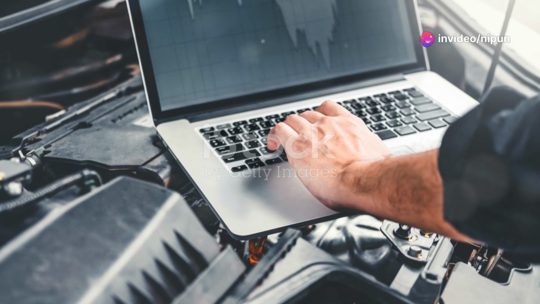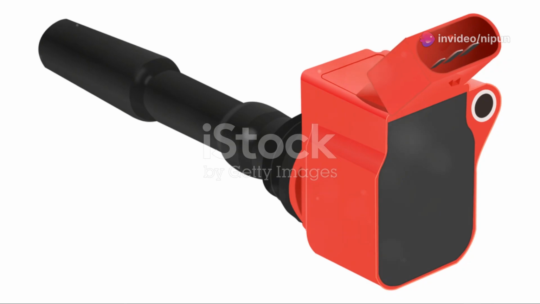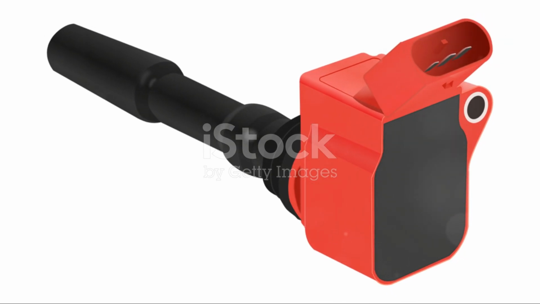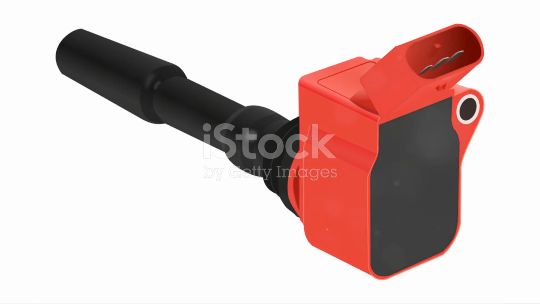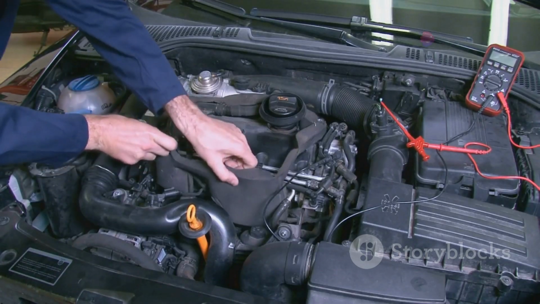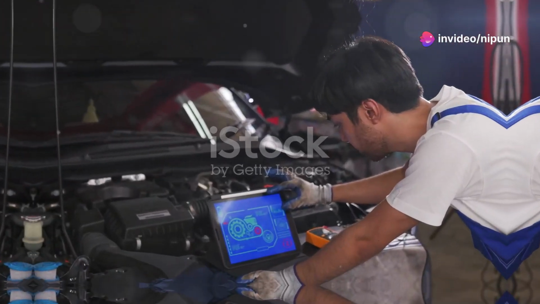Ignition system faults can also lead to engine performance issues. A failing ignition coil or worn-out spark plugs can cause misfires or a complete loss of spark. This results in poor combustion and reduced engine power.